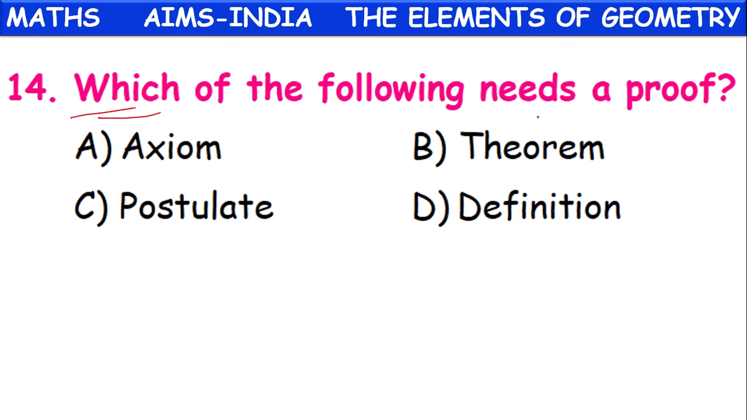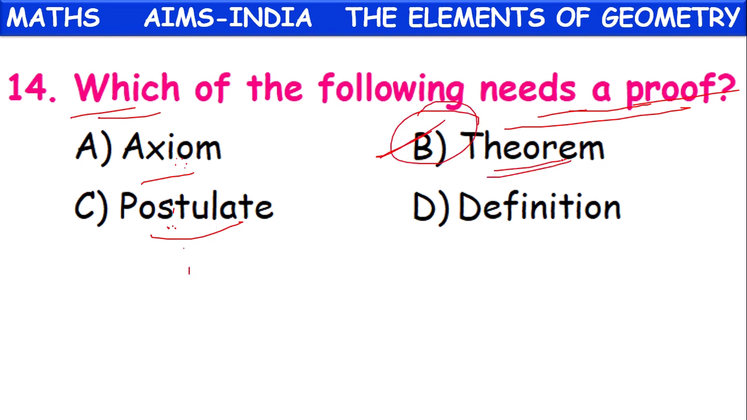So which of the following needs a proof? So axiom, postulate means they are just assumptions. No need of any proof for them. So answer, theorem. Theorem is the term which needs a proof.